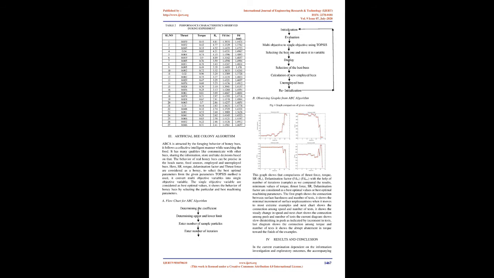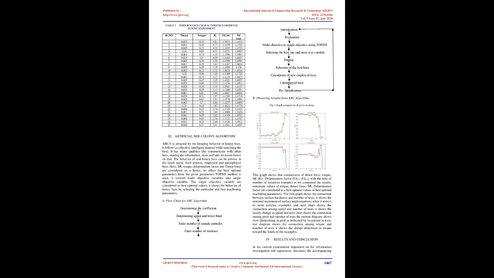Fig 4, graph comparison of given readings. This graph shows comparisons of thrust force, torque, SR, RA, delamination factor, FDIN and FDOUT with the help of number of iterations and samples. As we compared the results, the minimum values of torque, thrust force, SR and delamination factor are considered as the best optimal values or best optimal machining parameters.